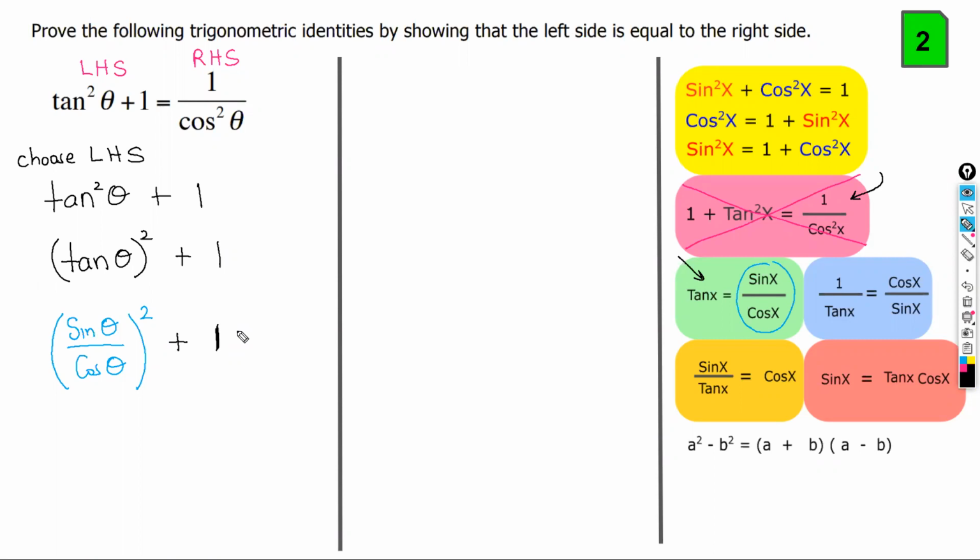Once we reach there, you notice how you have the brackets and a squared lurking on the outside? Doesn't brackets mean that this squared belongs to both of them at the same time? So this squared belongs to the sine, and it also belongs to the cosine. So you could get rid of the brackets now and write it like this: sine squared theta divided by cos squared theta plus 1. Take down up to there.